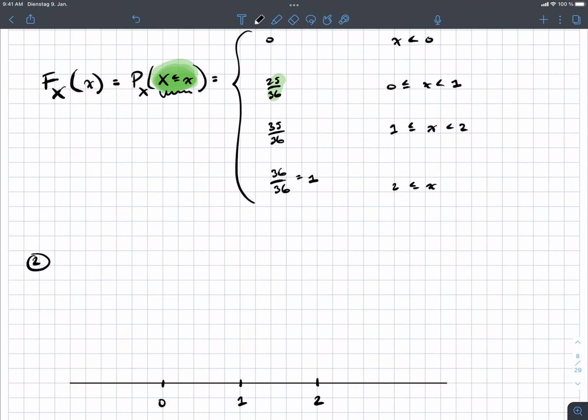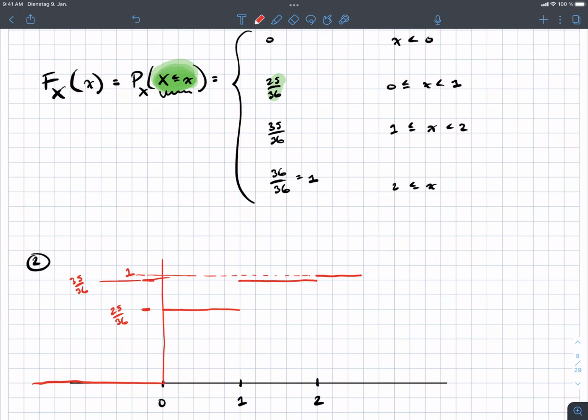Okay, so how could we draw a nice picture of this? This is a function which is equal to 0, but then when I reach 0, it goes up to 25 over 36. Let's say that's 25 over 36. And then it goes up to 35 over 36. And then it goes a little ways up to 1. So this here is 35 over 36. And this here is 25 over 36. So this is 1.